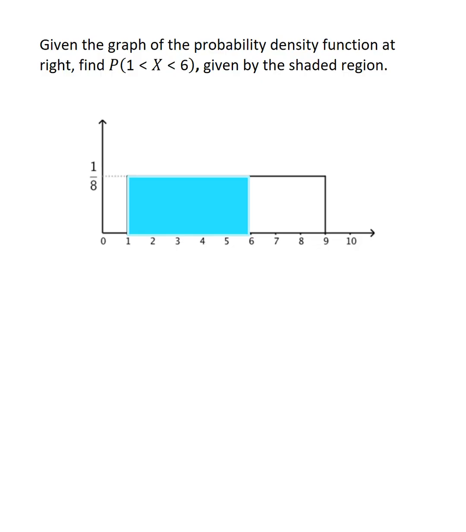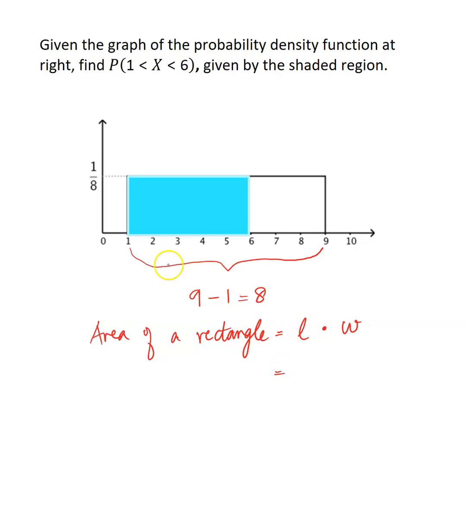Okay, before we move on to finding the answer to this one, I want you to take a look at this entire rectangle. This length would be 9 minus 1, which is 8, isn't it? So the area of a rectangle is length times width. So the entire rectangle, not the shaded region, but the black one, the length is 8, which is basically 9 minus 1, right?